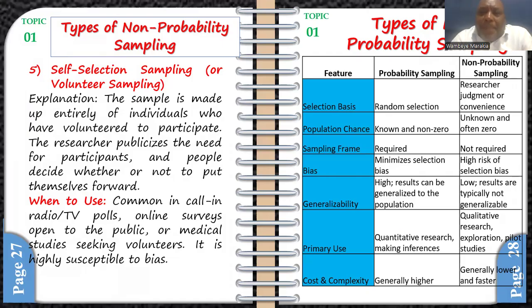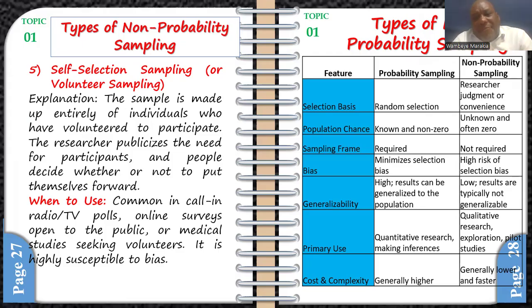Another feature that can bring out the difference between probability sampling and non-probability sampling is the generalizability of the results. In probability sampling, the generalizability is high. Results can often be generalized to the entire population. But in non-probability sampling, generalizability is low. Results are typically not generalizable.